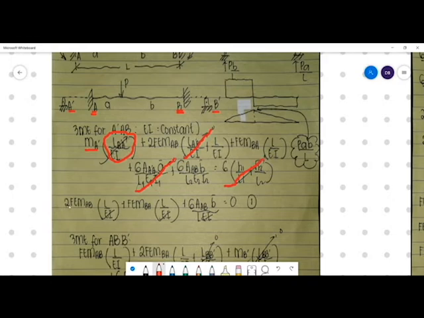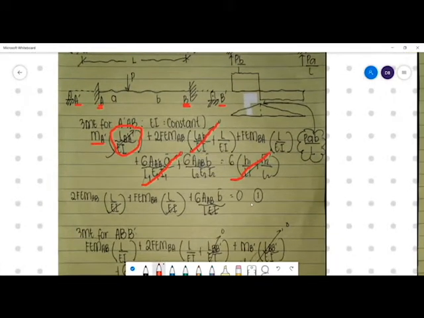What remains there will be 2 FEMAB times L over EI plus FEMBA times L over EI plus 6 AB, area AB times B. This is the first moment of area, with centroid measured from the right, assuming the span is a simply supported beam, over L EI is equal to 0. All the EIs will be cancelled. So that will be your equation 1.